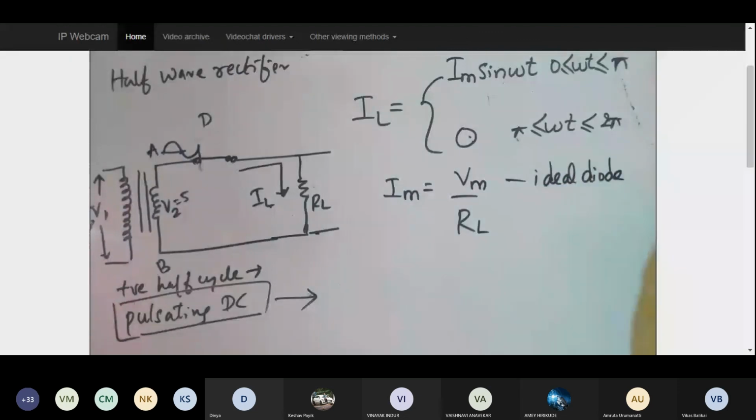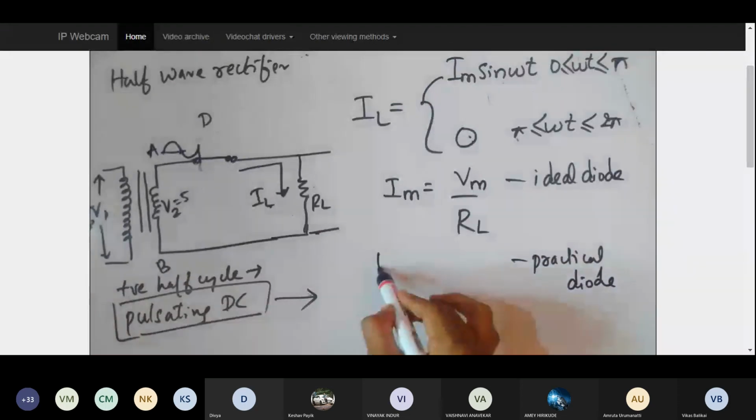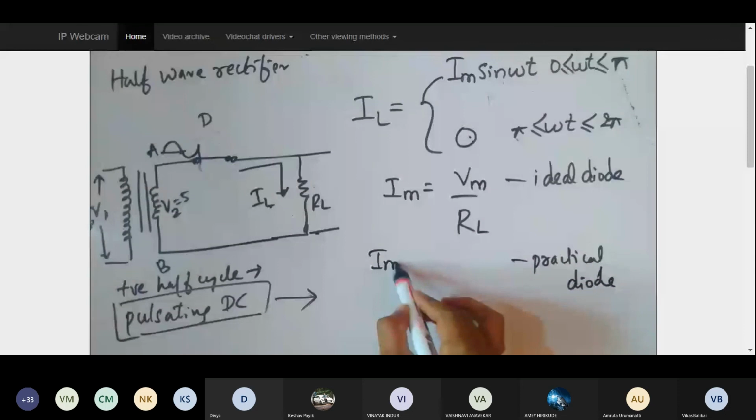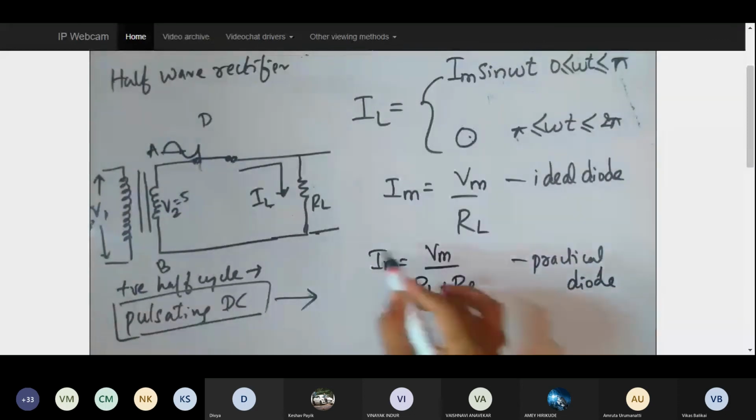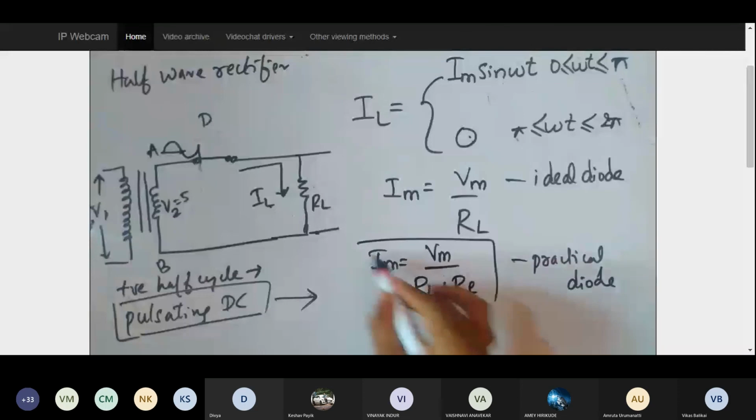Now comes the concept of ideal diode and practical diode. What about the practical diode? In the practical diode, we have included a term, remember? The forward resistance, RF. RF is that resistance that is being offered by the diode during forward bias.